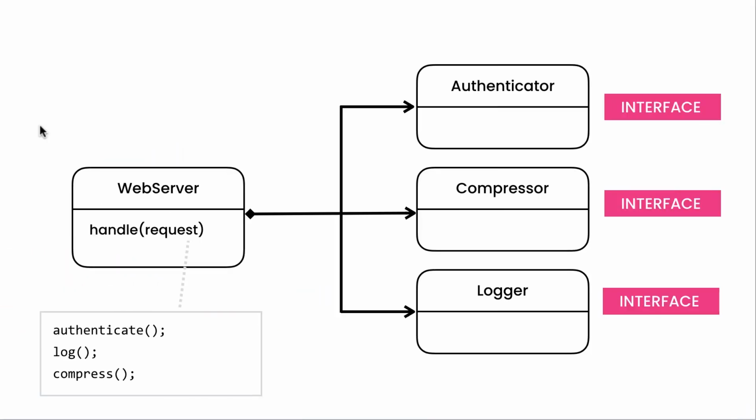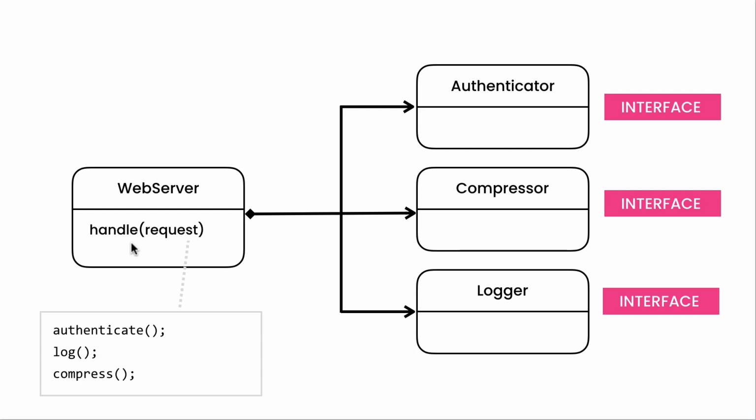Here's one way to solve the problem in the last video. We can have our web server talk to a bunch of interfaces like authenticator, compressor, and logger. With this structure, the code in the handle method is going to look like this. First, we're going to authenticate the request. If it's sent by a valid user, then we're going to log the request, and finally, we're going to compress it.